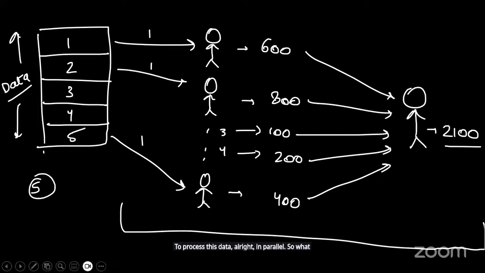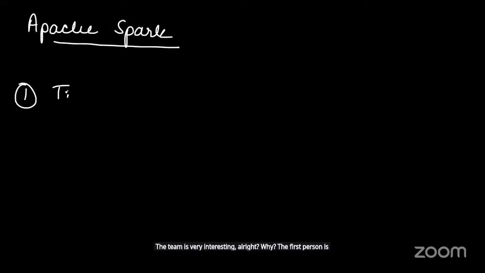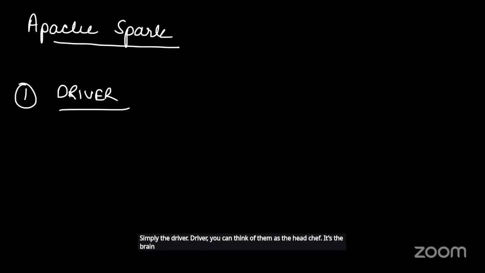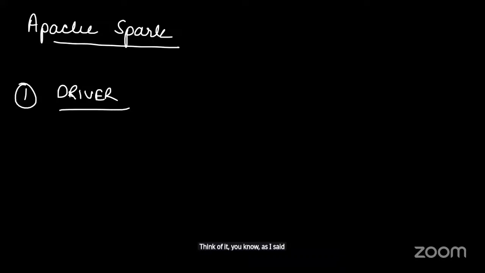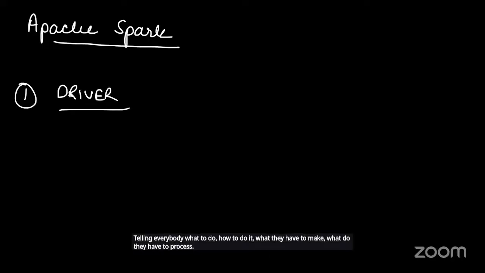So what is this team? Let's see. In Apache Spark, the team is very interesting, all right? The first person is the driver. Simply the driver. You can think of them as the head chef. It's the brain of the entire operation. Think of it, as I said, a head chef in a very large and busy kitchen, telling everybody what to do, how to do it, what they have to make, what they have to process. That is exactly what the driver does.